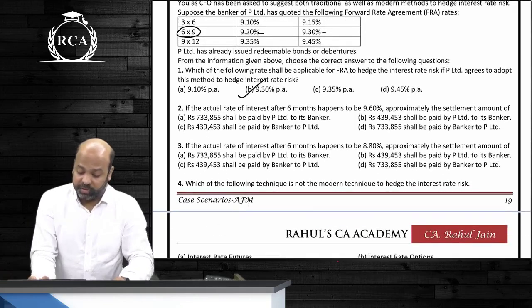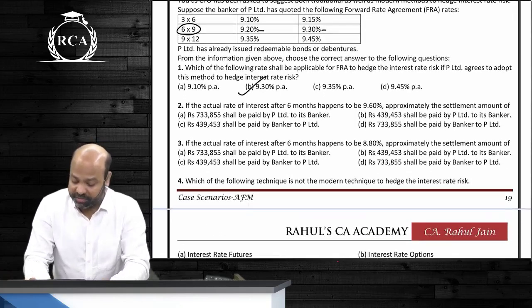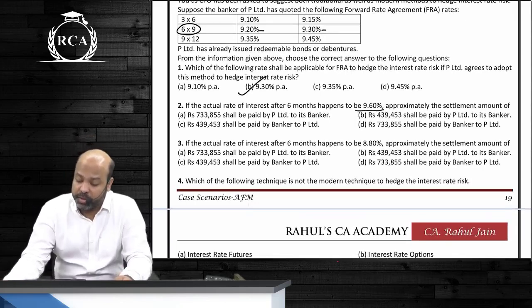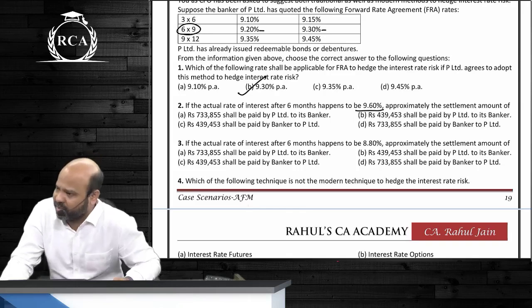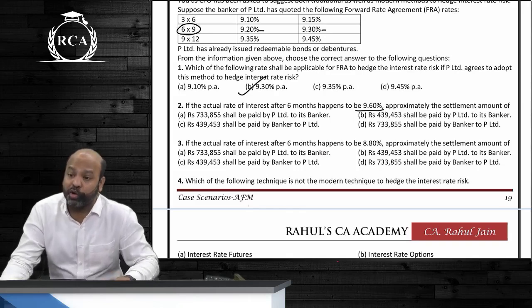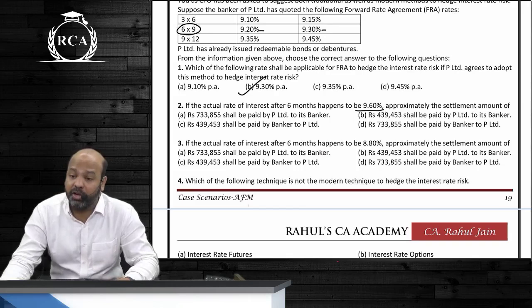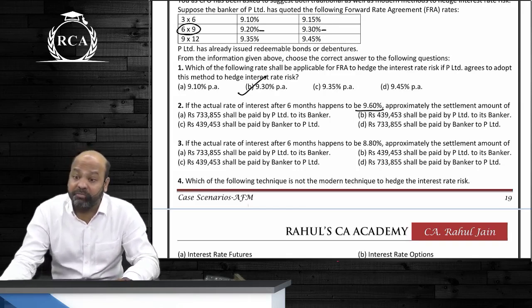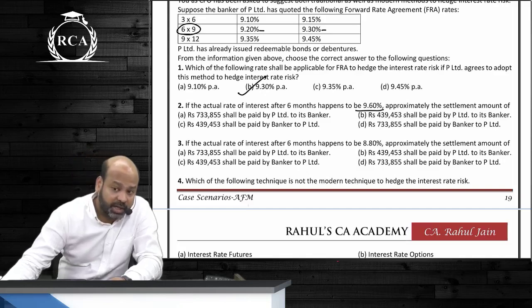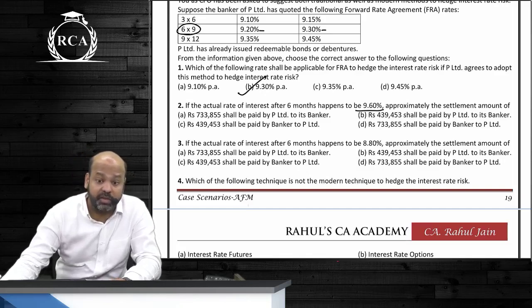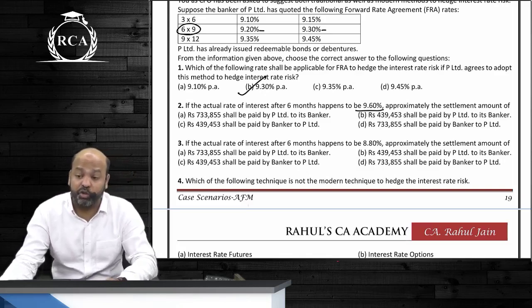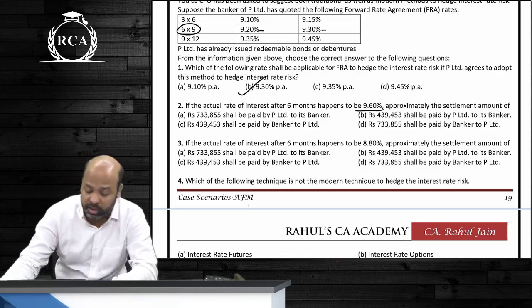Next, it says, what if the actual rate of interest after 6 months turns out to be 9.6%? If it is 9.6% and you already have an option to borrow at 9.3%, are you at a gain or are you at a loss? FRA, do you remember it is settled upfront? It was written so clearly in the class under interest rate risk management: FRA is always settled upfront. That means you have to compute in present value terms. How will you compute in present value terms?